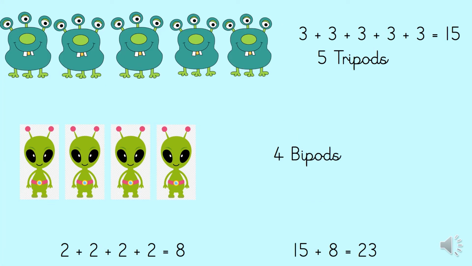The other solution would be 5 tripods and 4 bipods. 5 times 3, 5 lots of 3 legs is 15, and 4 times 2, 4 lots of 2 legs is 8, and 15 add 8 equals 23.